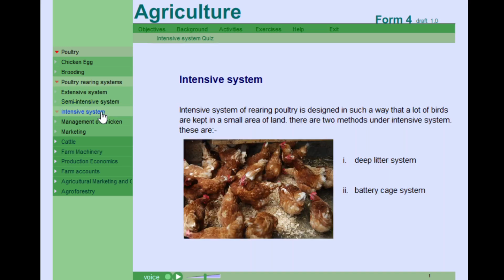Intensive system. Intensive system of rearing poultry is designed in such a way that a lot of birds are kept in a small area of land. There are two methods under intensive system. These are deep litter system and battery cage system.